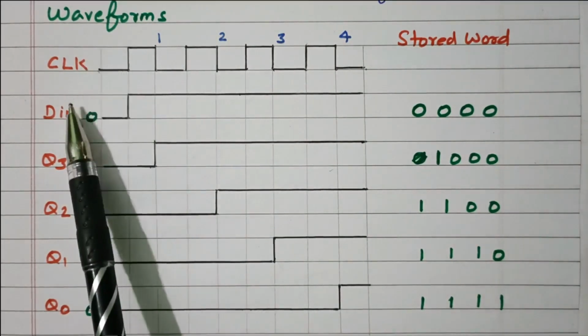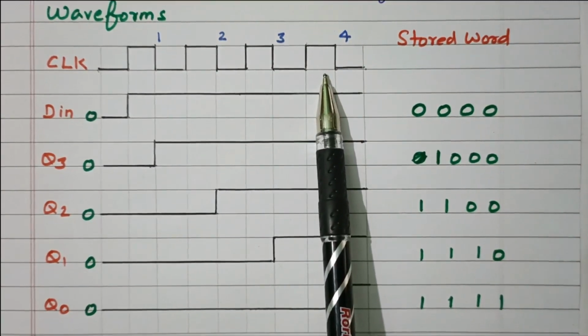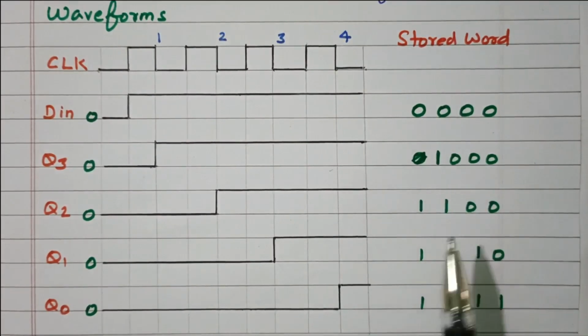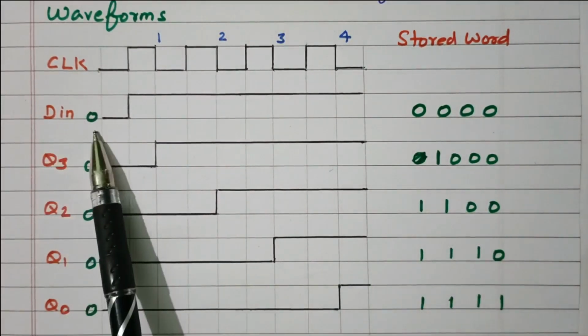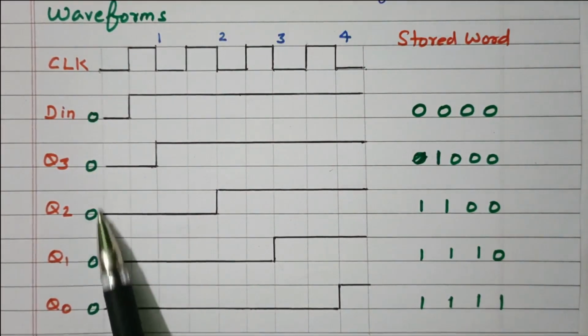So this is the waveform, the clock pulse. 1, 2, 3. We have 4 bits of data we need to store, so 4 clock pulses are there. So this is the stored data. The D in is initially 0. Q3, Q2, Q1 are all 0 only.